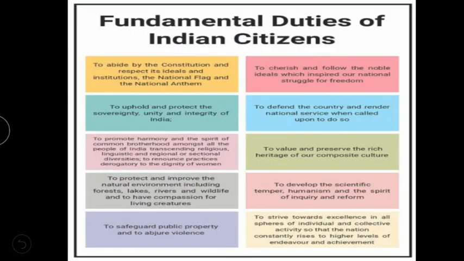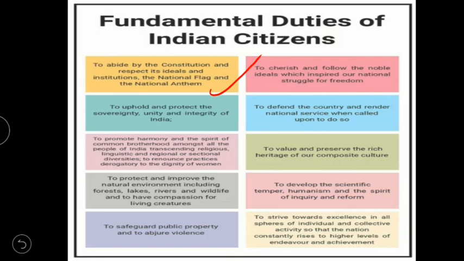Next, now we will discuss the fundamental duties here. First one, to abide by the constitution and respect its ideals and institutions, the national flag and the national anthem. So respect its ideals, freedom fighters, institutions like Niti Aayog, commissions, national flag, national anthem, Jana Gana Mana. So we must pay our duty to uphold and protect the sovereignty, unity, and integrity of India. Exactly. We must protect it. It is the second duty.